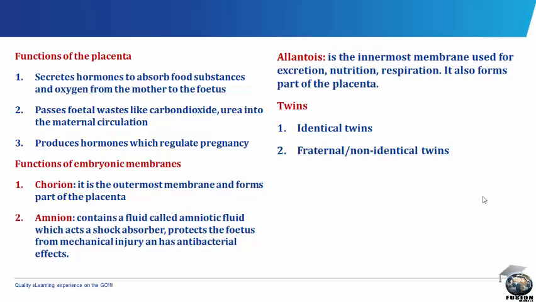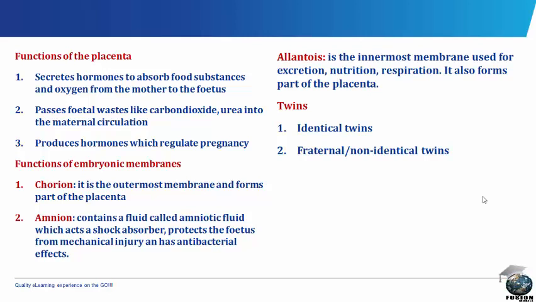The following are functions of embryonic membranes. 1. The chorion. It is the outermost membrane and forms part of the placenta. 2. The amnion. It contains a fluid called amniotic fluid, which acts as a shock absorber, protects the fetus from mechanical injury, and has antibacterial effects. The allantois is the innermost membrane used for excretion, nutrition, and respiration. It also forms part of the placenta.